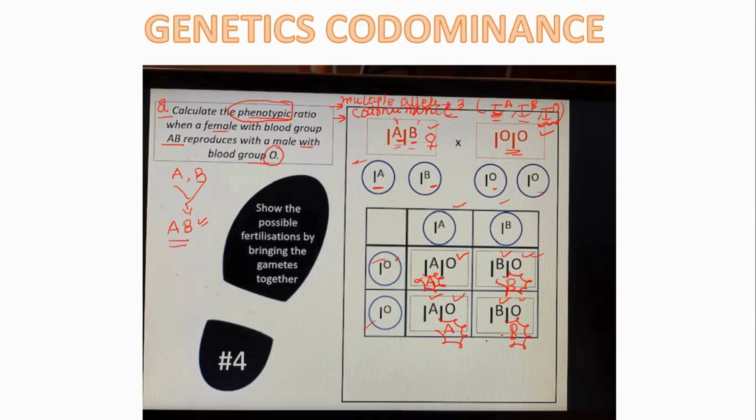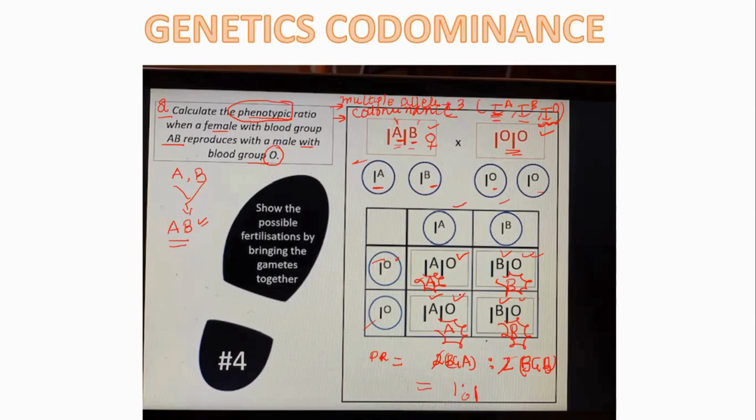So you can see 50% of the children could be blood group A, 50% could be blood group B. So the phenotypic ratio over here will be 2 blood group A to 2 blood group B. 2 and 2 get cancelled, so the phenotypic ratio will be 1:1. So the answer to this question will be 1:1. And of course, these are the genotypes.